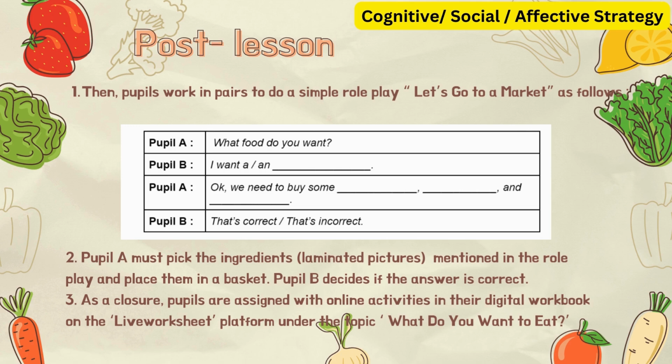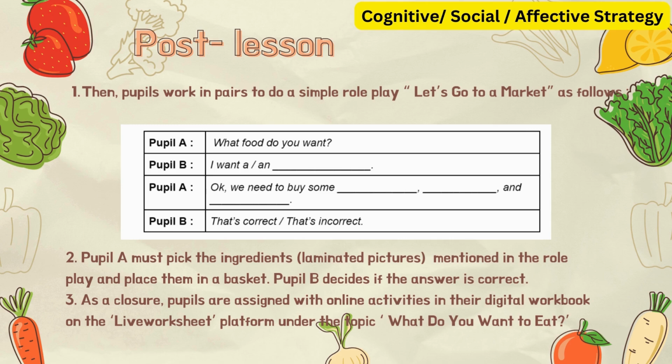While making the conversation, person A must pick the ingredients, which are the laminated pictures mentioned in the role play, and place them in the basket. It's like how they would do at the market. They will pick, they will choose, and put the stuff in the basket, right? So person B will decide if the answers or the ingredients selected are correct.